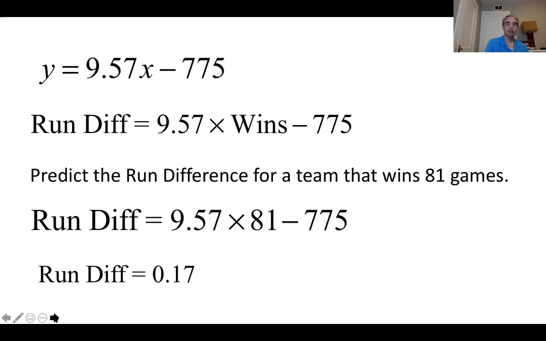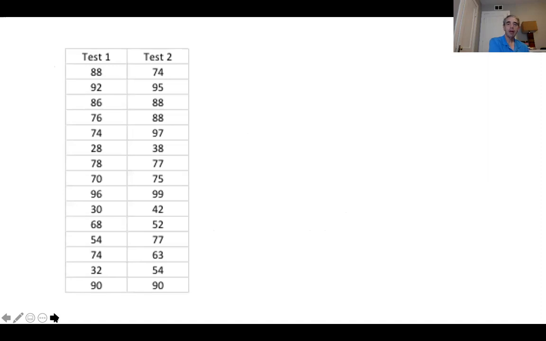Okay, let's take a look at another example. Here I have an old class of mine. Some students were very good, like the person who had 96 on the first test, 99 on the second. Some students struggled, like the person who had 28 on the first test and 38 on the second test. So can you predict the results of the second test based on the results of the first test?